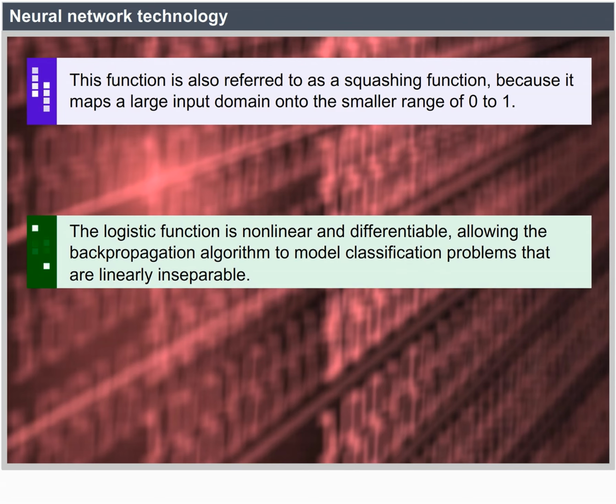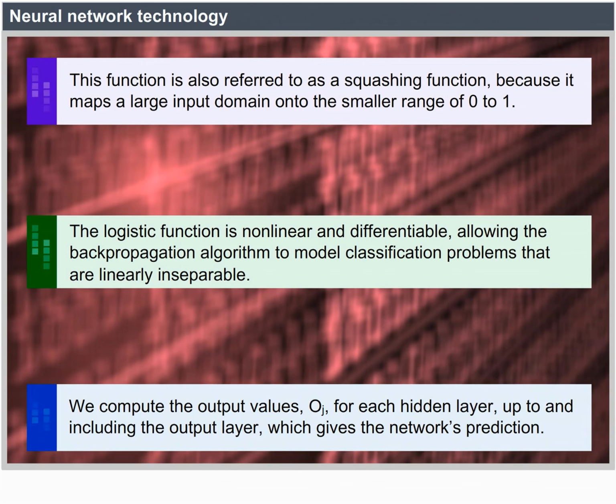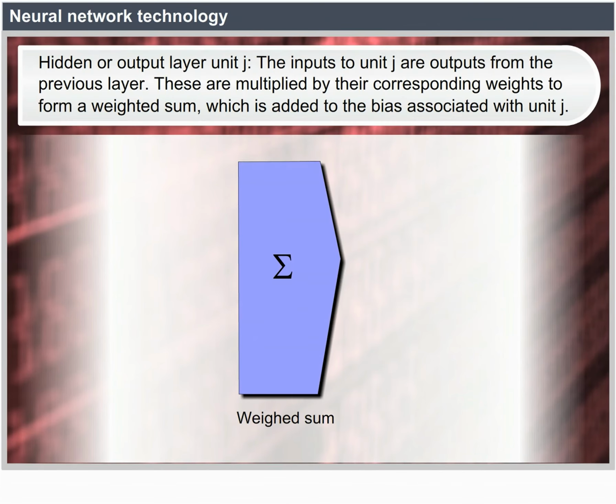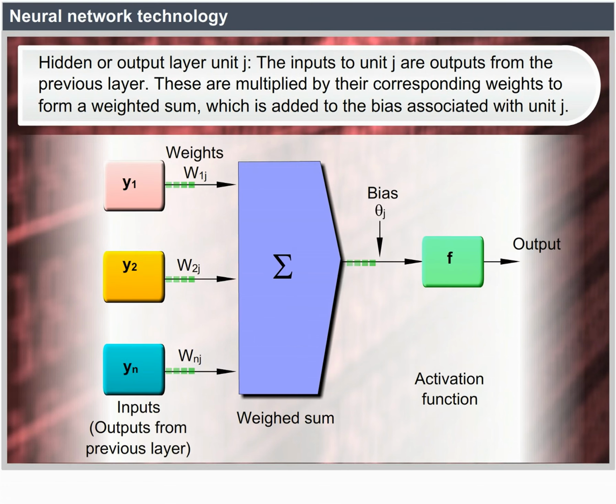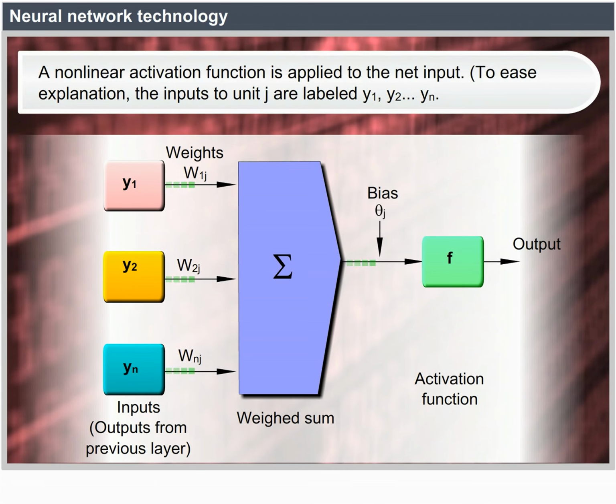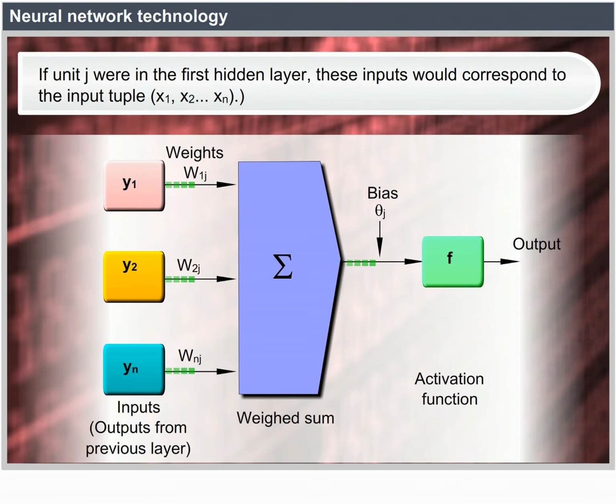We compute the output values Oj for each hidden layer up to and including the output layer, which gives the network's prediction. Figure shows the hidden or output layer unit j. The inputs to unit j are outputs from the previous layer. These are multiplied by the corresponding weights to form a weighted sum, which is added to the bias associated with unit j. A nonlinear activation function is applied to the net input. For ease of explanation, the inputs to unit j are labeled y1, y2 going up to yn. If unit j were in the first hidden layer, then these inputs would correspond to the input tuple x1, x2 going up to xn.